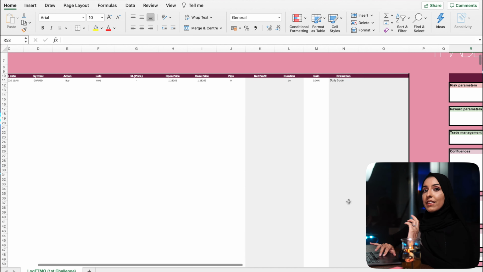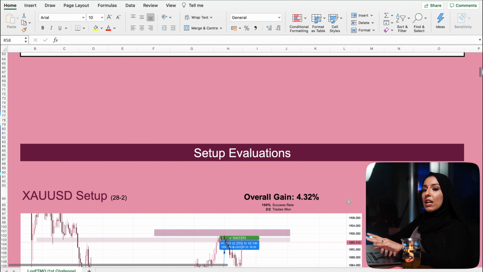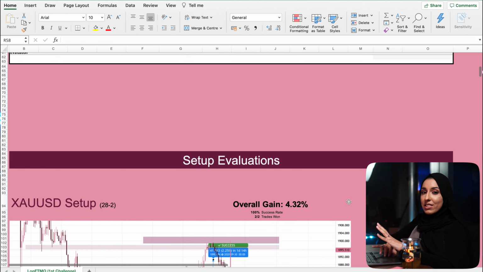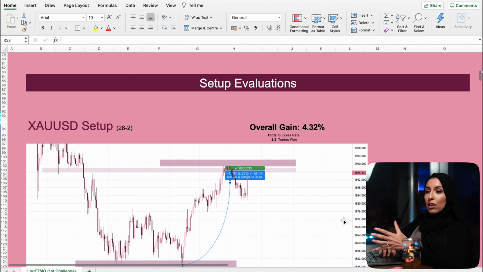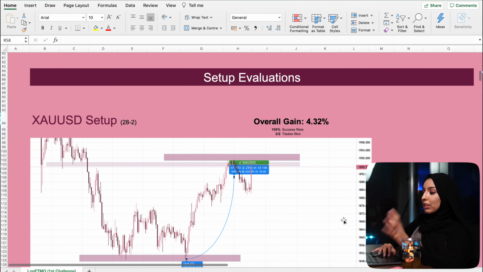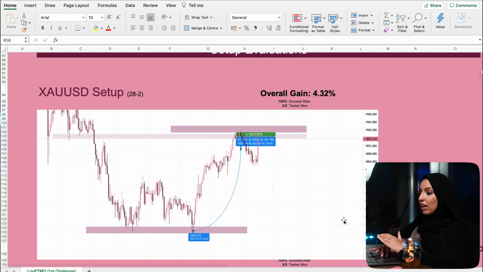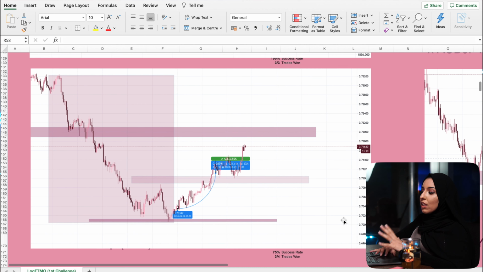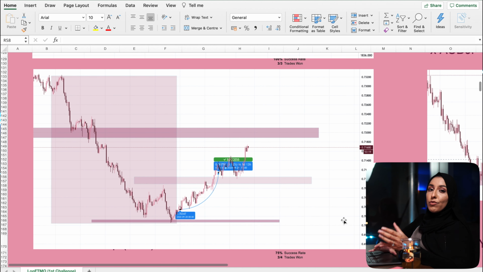And in this last section here, I've got the setup evaluation. So what I do is I just put my best and worst trades for the week in this section so that I can reflect on it, go back and have a look at my overall gain for the week. I can visually see as well what happened to that trade. Where did I enter? Where did I close it off at? I find this really important because I can look back at this and start building a journal of some of my best trades, hopefully for the year.